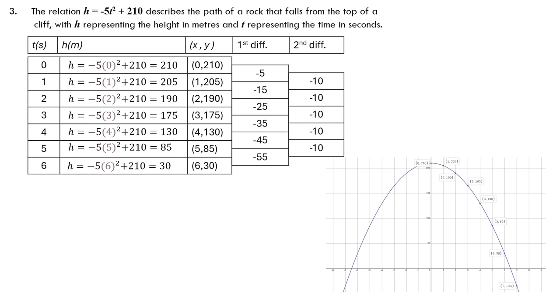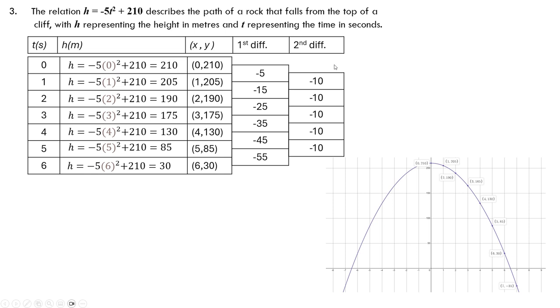But just to be absolutely sure, we take a look at the second differences. So we take -15 minus -5, which gives us -10. Then -25 subtract -15 also gives us -10. -35 subtract -25 gives us -10, and so on and so forth.